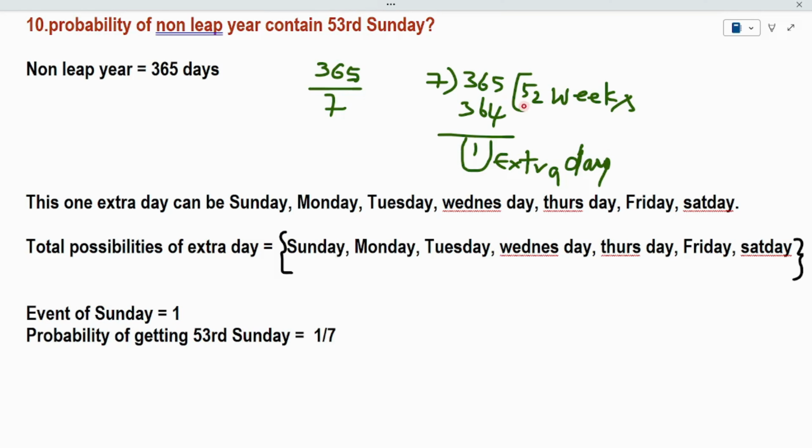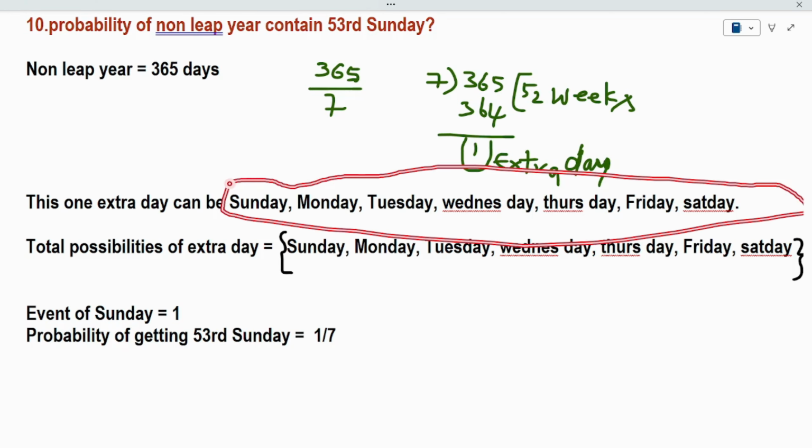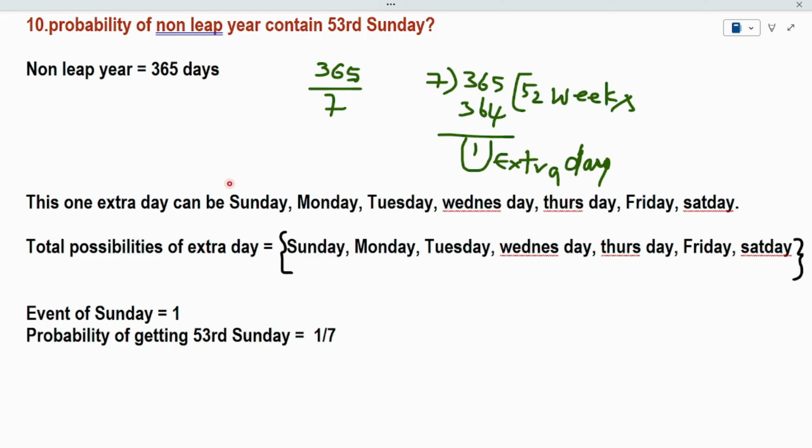So 52 weeks means we have 52 Sundays, 52 Mondays, 52 Tuesdays. In this manner, all the days of the week occur 52 times. So there is 1 extra day. This extra day can be Sunday, Monday, Tuesday, Wednesday, Thursday, Friday, or Saturday. So it can be any day from Sunday to Saturday, and my total possibilities are 7.